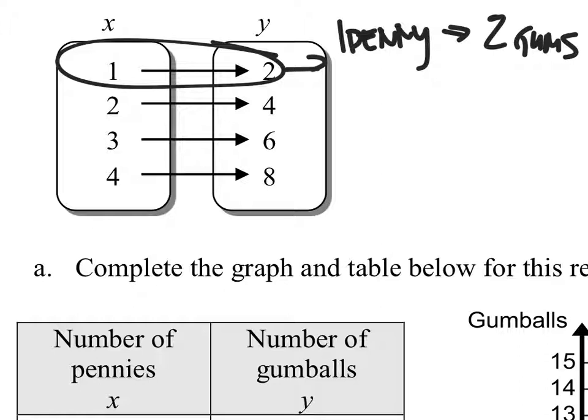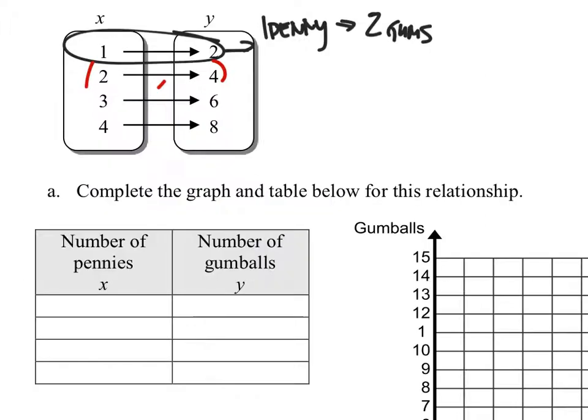Alright, so the second one right here, who can explain what that would mean? That would mean 2 pennies for 4 gumballs, right? And then it works its way down. By the way, these would be ordered pairs essentially as well. So down here when we look at this table, number of pennies, up there from the mapping we got 1, 2, 3, and 4. And the number of gumballs produced was 2, 4, 6, and 8.